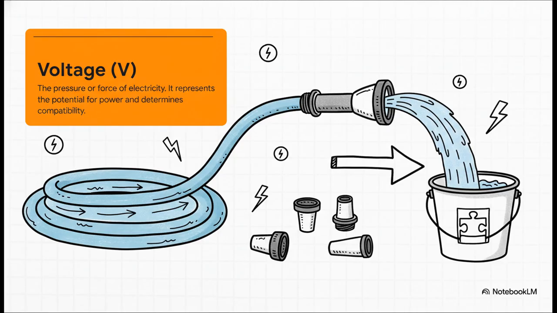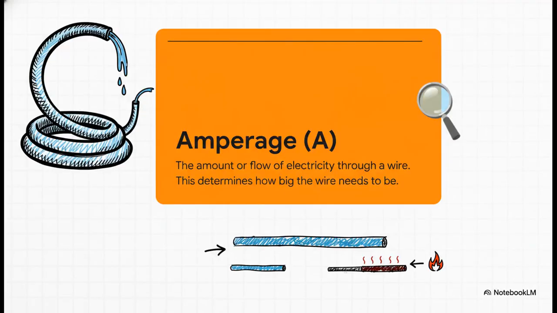So the main thing to remember is that voltage is all about compatibility. A 12-volt appliance absolutely needs a 12-volt power source. It's that simple. Next, we have amperage, or amps. So if voltage is the pressure, amperage is the actual flow of water. Think of it as how thick the hose is.